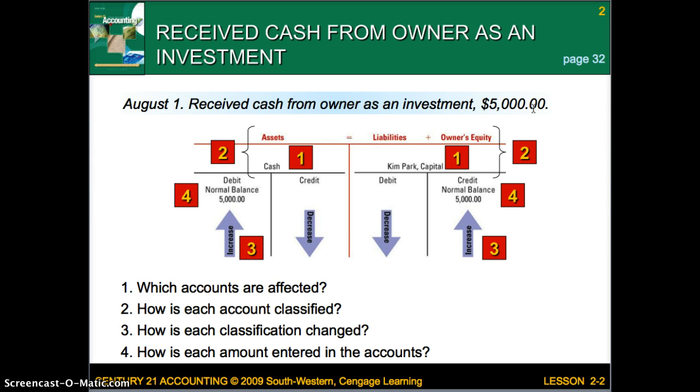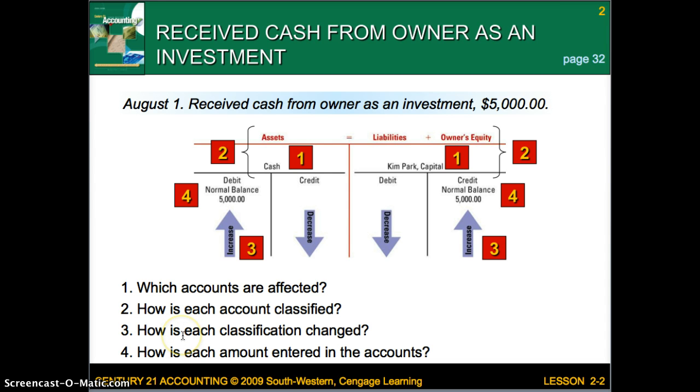There are 4 questions that we always want to ask ourselves. Some of these you'll be able to memorize. You just know, okay, cash we'll use and owner's equity we'll use, and you'll know exactly how to do it because you'll do it so often. But when we start getting into more difficult transactions, you're going to want to make sure you know these 4 questions. So I'm going to quiz you over these often.